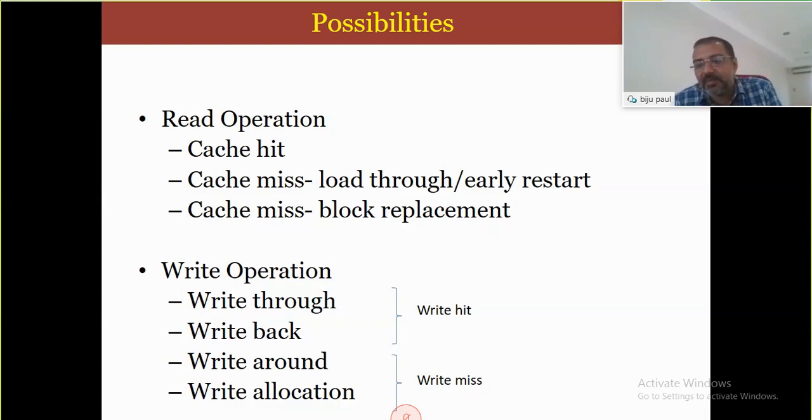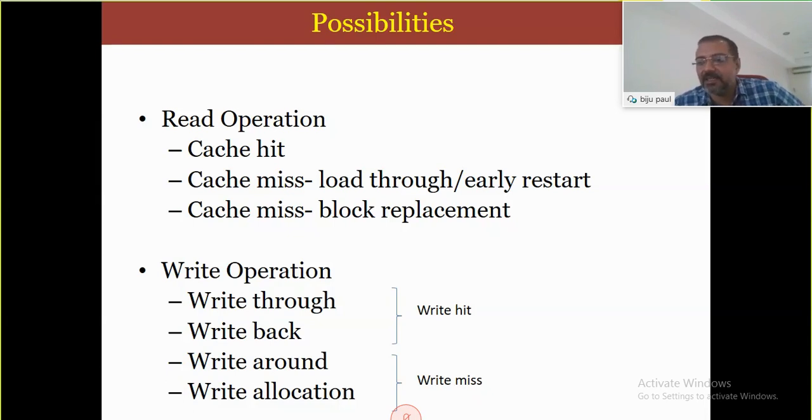In write hit, that means when the processor is updating the content and that particular content is there in the cache memory, that is called write hit. In write hit, there are two methods: write through and write back. In write through, when there is an updation in the cache memory, along with that, the main memory is updated then and there itself. It requires more time.